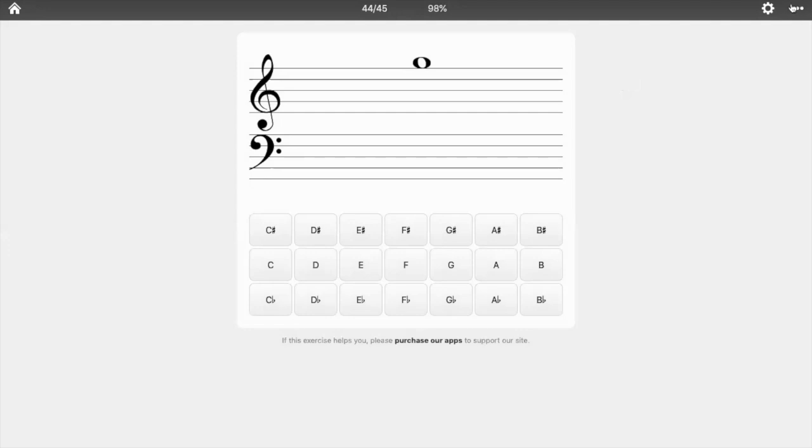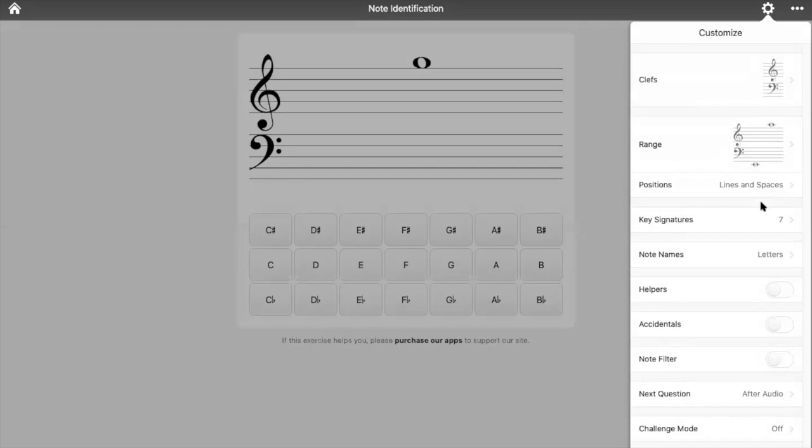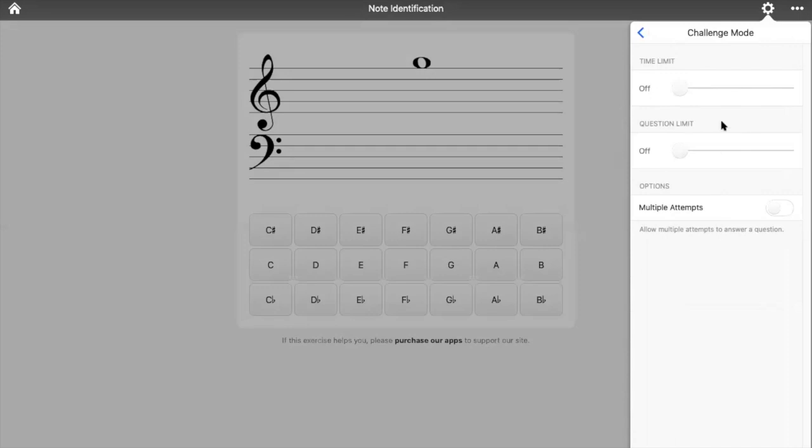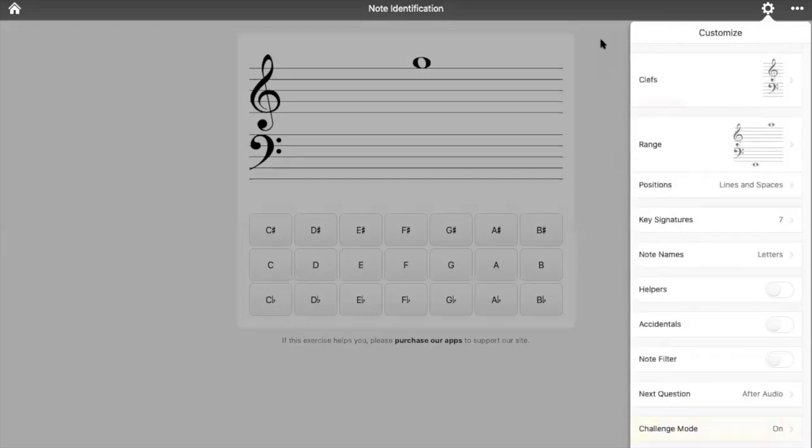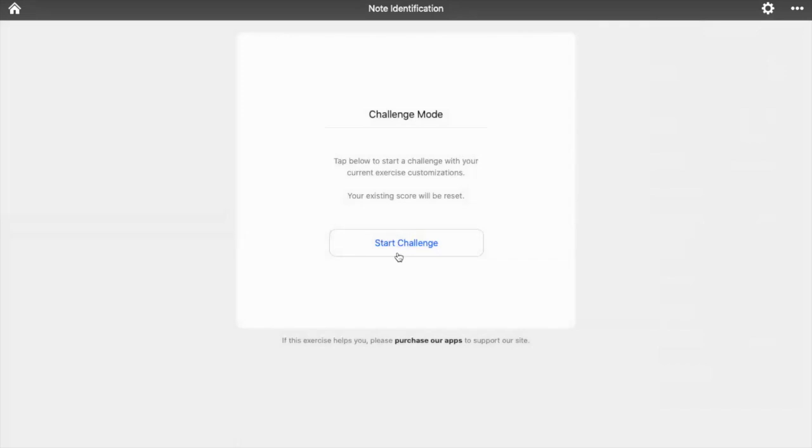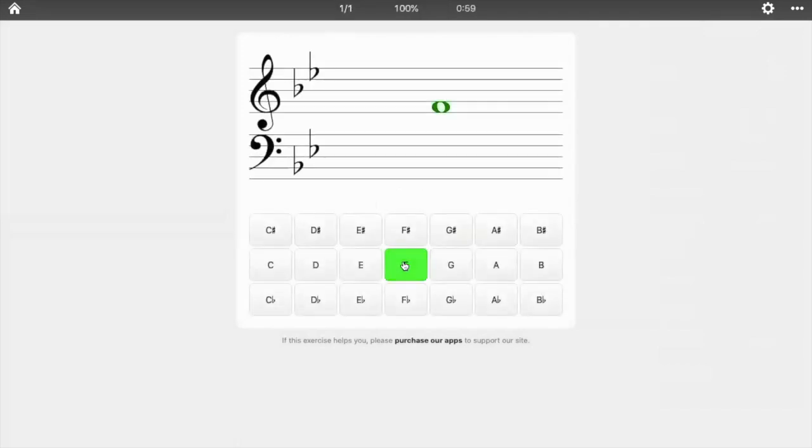And I forgot about this part. Lastly, if you do want to do the challenge mode, all you have to do is turn on the challenge mode, and then you set a time limit. I think a good time limit is about a minute. No question limit, no multiple attempts. And then you try to get as many as you can. Here we go. Ready? F, C, C sharp.